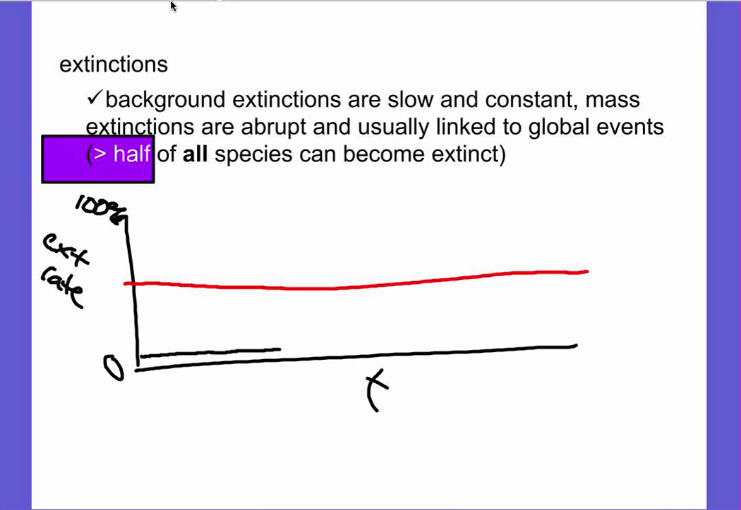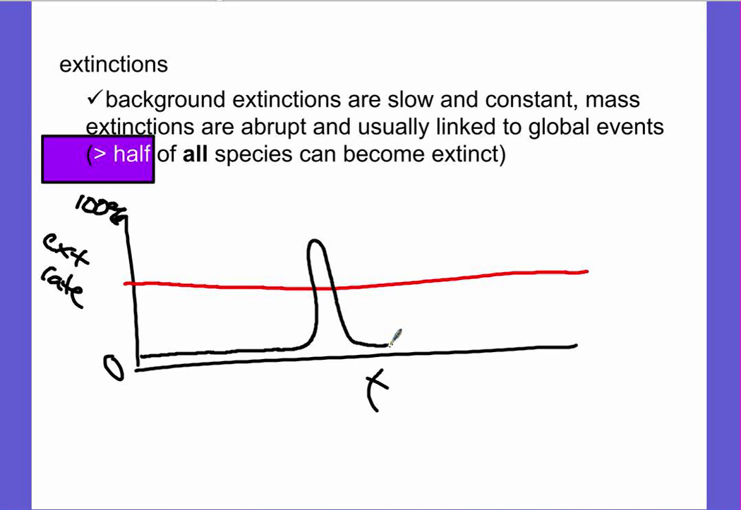So normally it's very low, maybe just 1%, maybe less than 1% of the total species become extinct a year. But every once in a while something happens and then all of a sudden you have a lot of organisms that die out. That would be a mass extinction event.